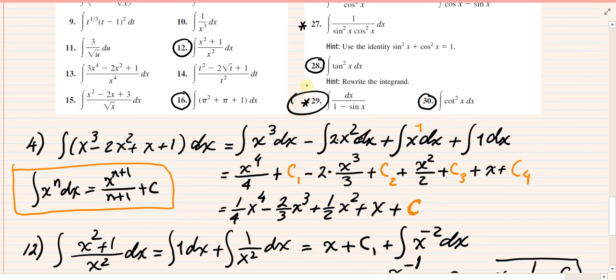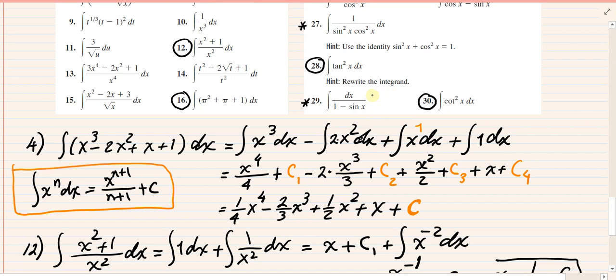Number 29, we need to rewrite for this one, because it's 1 minus sine. One thing I cannot do is divide individually when there are two terms. So for this one, I would try multiplying top and bottom by 1 plus sine x, the conjugate of the denominator. What this will do is give you cosine squared in the denominator, and that's a monomial. Then you can pursue that.